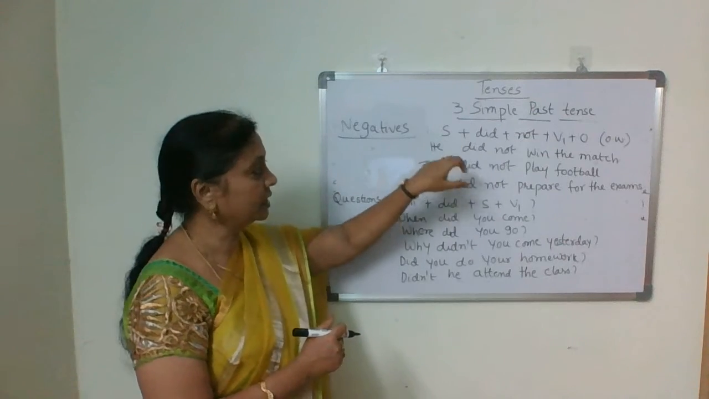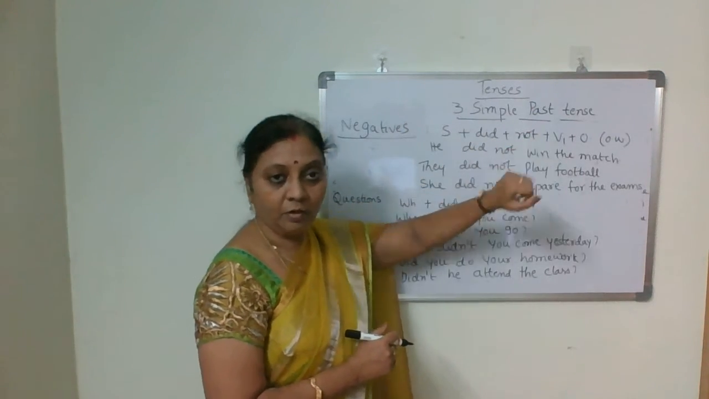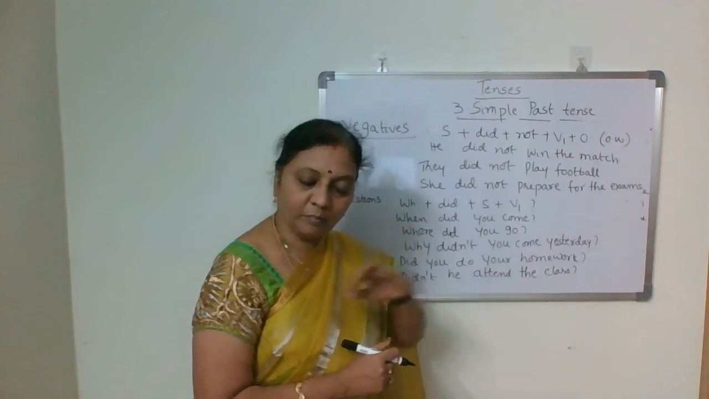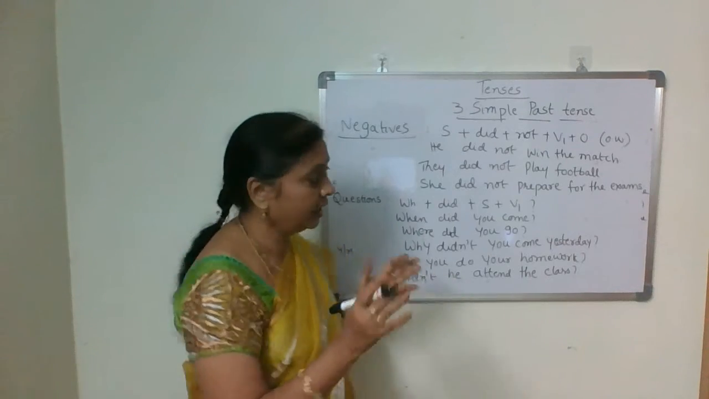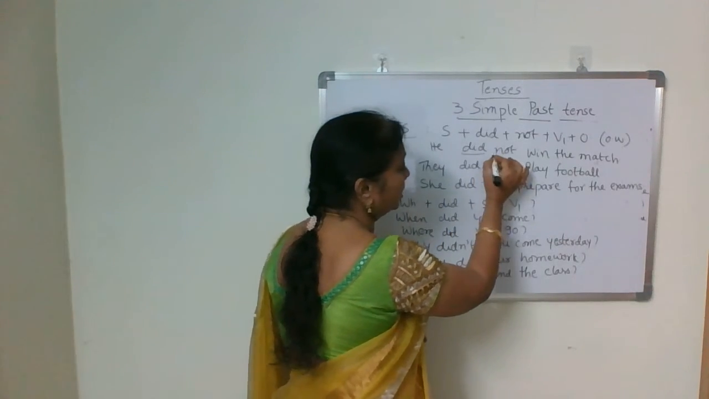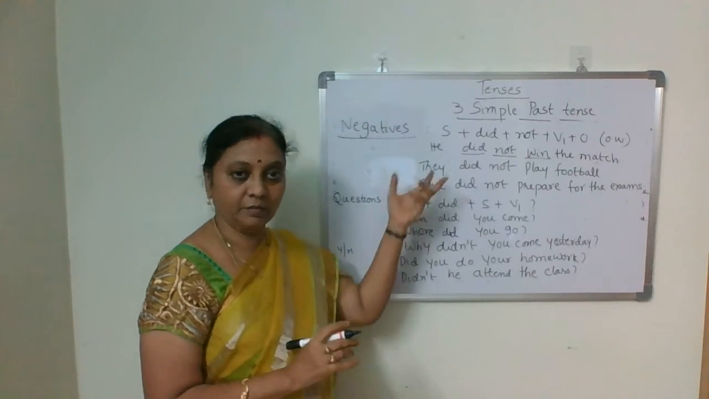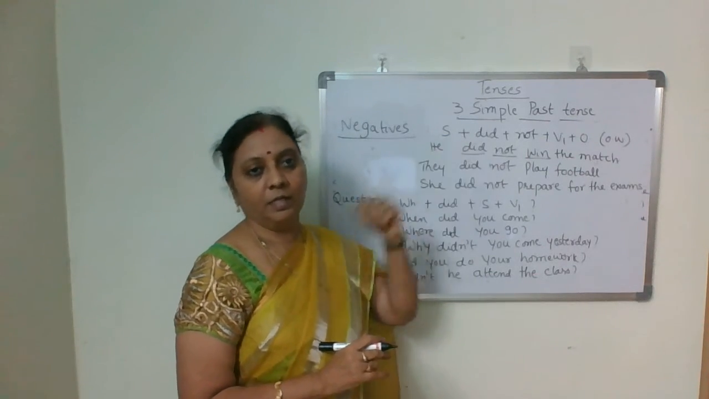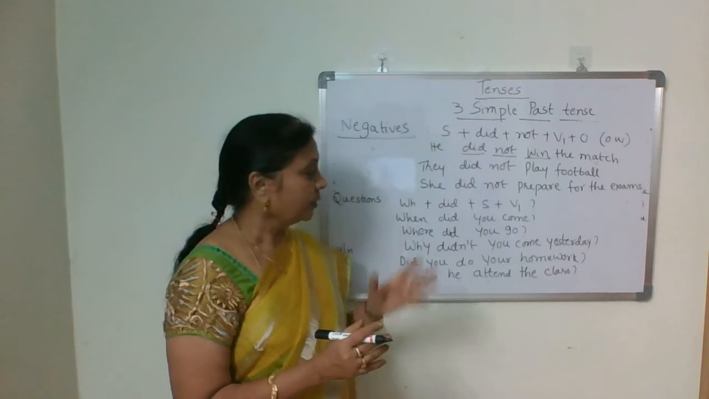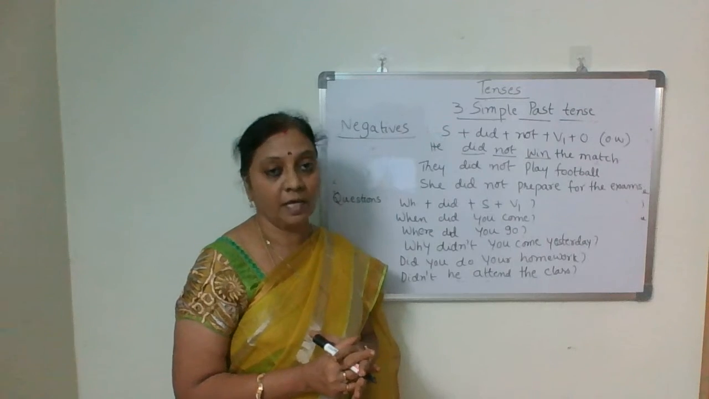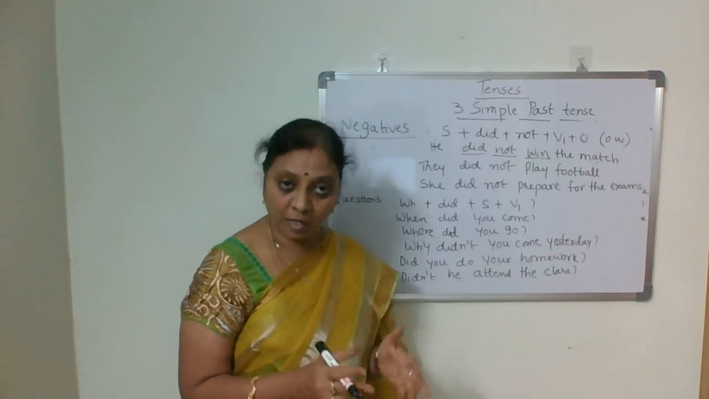Once again, look at the structure: subject plus did plus not plus V1 plus object or any other words. He did not win the match. He did not. Did plus not plus V1. This is what we have to write to frame the negatives in simple past tense. They did not play football. She did not prepare for examinations. He did not work hard.